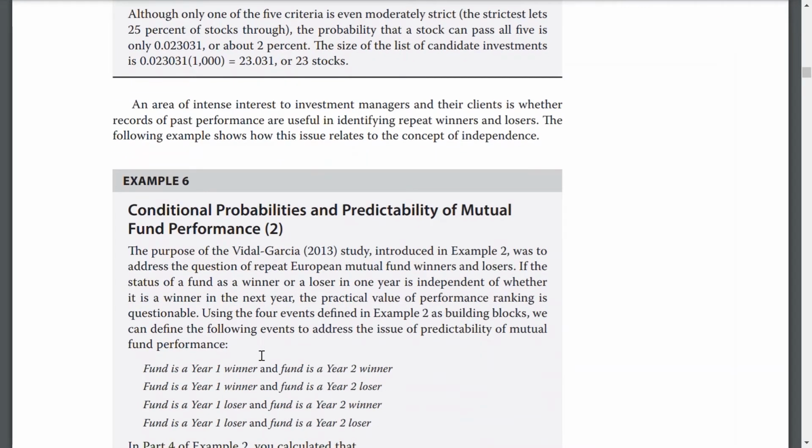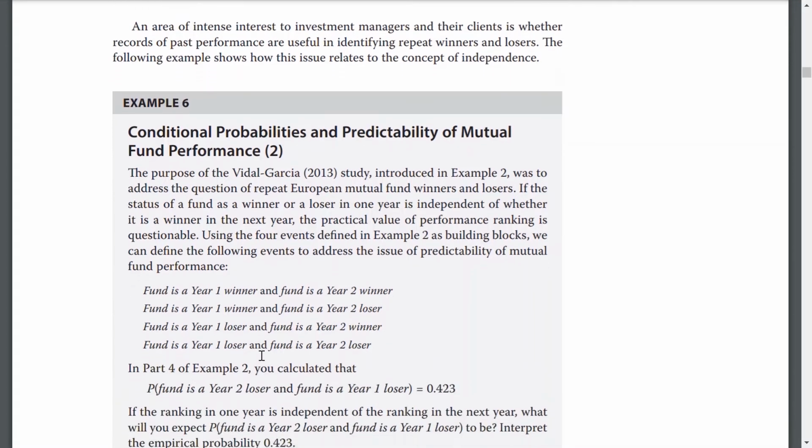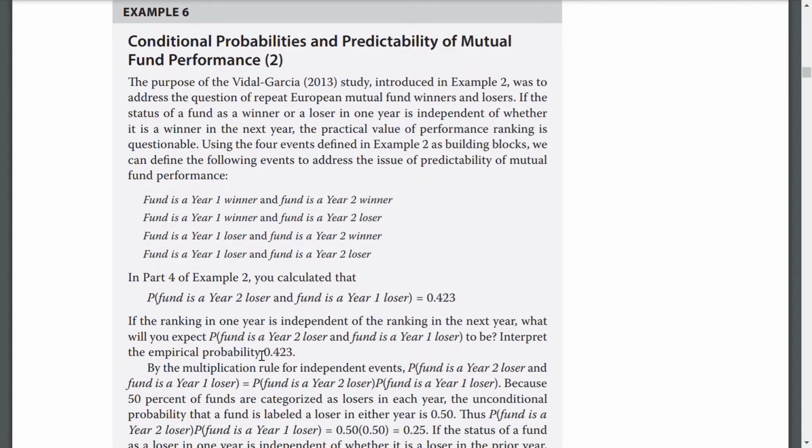An area of intense interest to investment managers and their clients is whether records of past performance are useful in identifying repeat winners or losers. The following example shows how the issue relates to the concept of independence. Example 6, conditional probabilities and predictability of mutual fund performance. The purpose of Vidal Garcia's 2013 study, introduced in example 2, was to address the question of repeated European mutual fund winners and losers. If the state of a fund as a winner or a loser in one year is independent of whether it is a winner in the next year, the practical value of performance ranking is questionable.